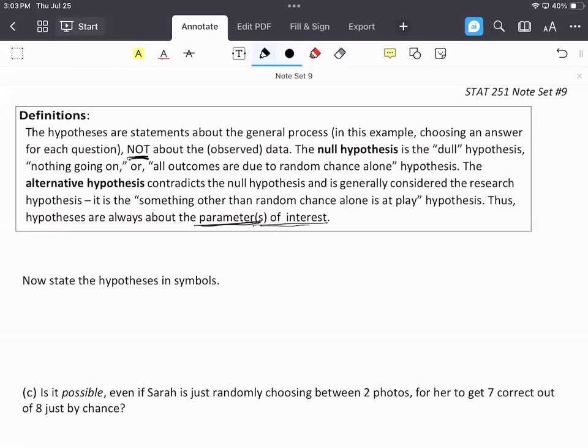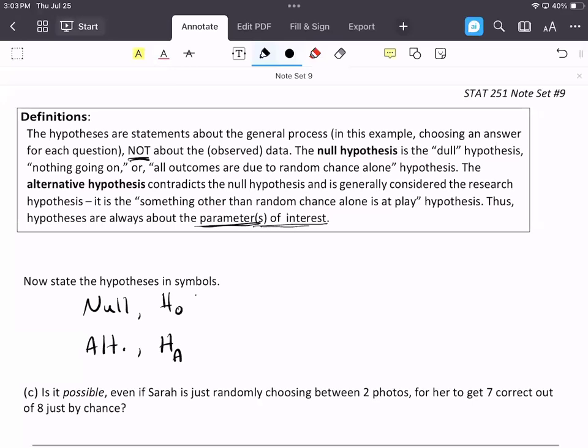So let's state the hypotheses in symbols. The null and the alternate. The null is H sub naught, and the alternate is H sub, I'll show a capital A. A lot of times it's easier to see. Now, she has 2 options. If she was just guessing and there are only 2 options, what would we expect the proportion to be? And hopefully you think, well, 0.5, 2 options like heads or tails, 50-50.